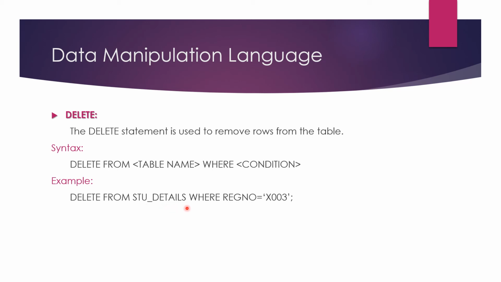The only difference between the delete query and the truncate query is that the delete query is used to delete a selective row from the table, but the truncate query is used to delete all the rows from the table. So that is the difference. When we want to delete all the rows from the table, we go for truncate. But if you want to delete a particular row from the table, then we use the delete query.